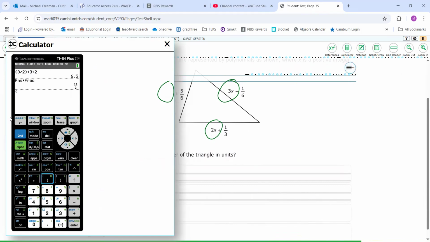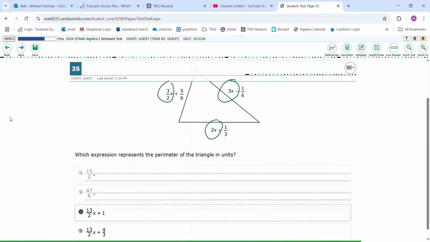Okay, well, I got (5/6) plus (1/3). But since this is minus 1/6, I got a minus 1 divided by 6, which is 1. So it means it should be 1 on the end. So it's 13/2 x plus 1.